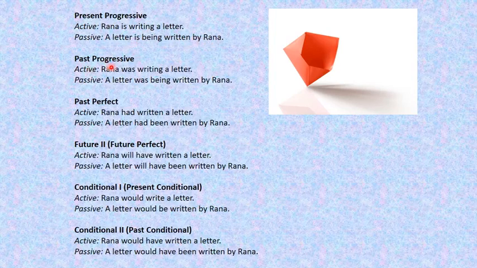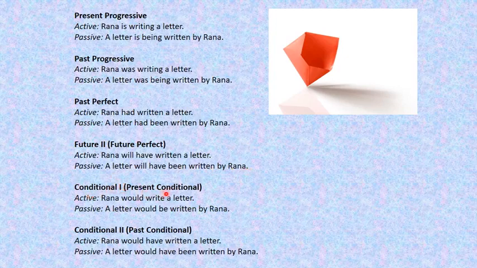Now past progressive tense. Rana was writing a letter. A letter was being written by Rana. Past perfect. Rana had written a letter. A letter had been written by Rana. Future perfect. Rana will have written a letter. A letter will have been written by Rana.